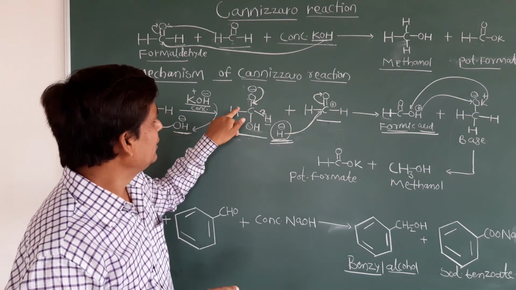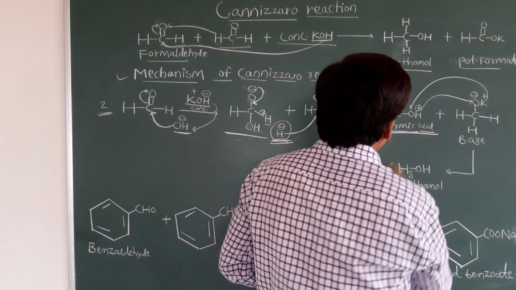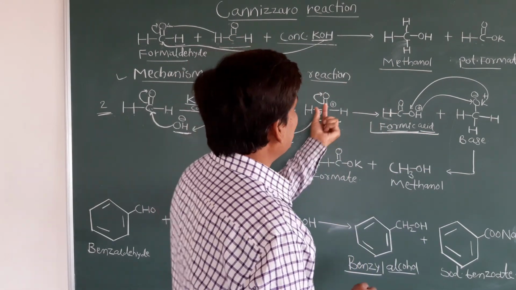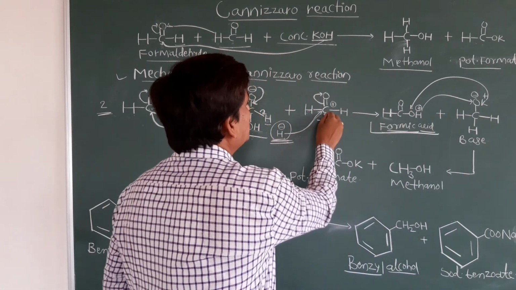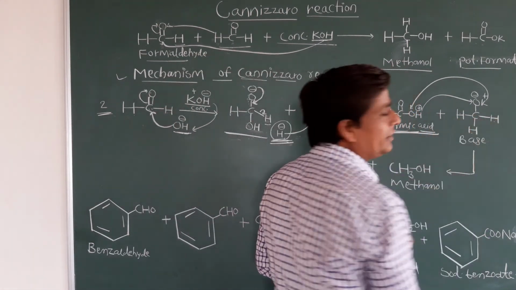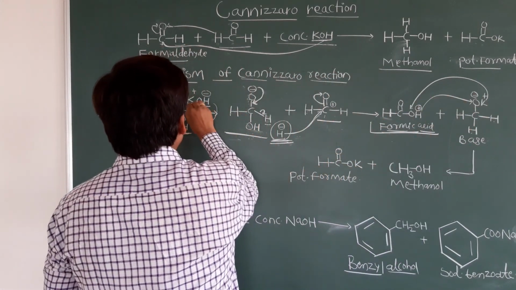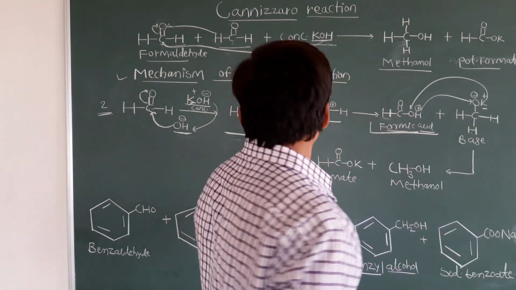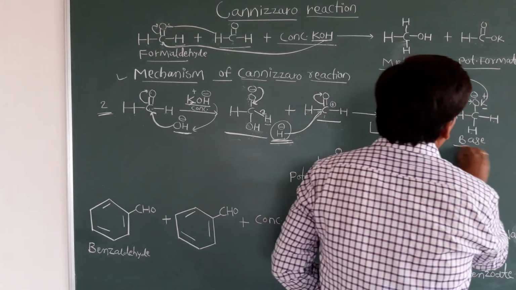Now what remains? HC double bond OH means it is formic acid. And in this case, the hydride ion is attached here. We will get here O minus H. Then these 2 hydrogens are already there and 1 more hydrogen will attach, and we will get the 3 hydrogens and here O minus. Now from this KOH, this potassium will attach here because it carries a plus charge. Now potassium plays an important role here. So it joins here and forms the base.